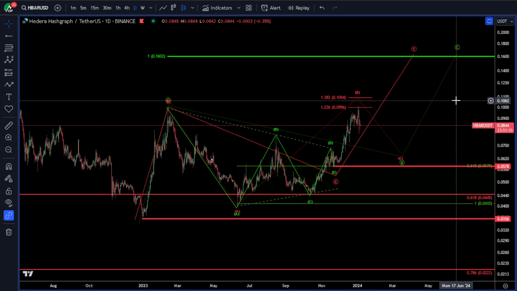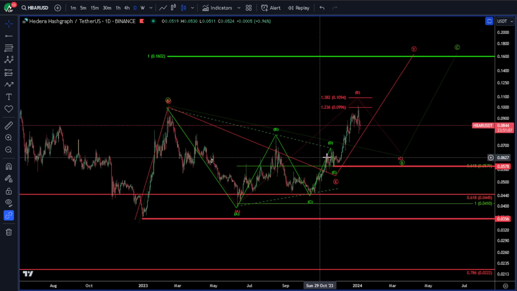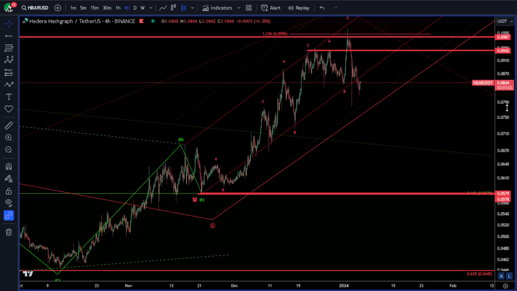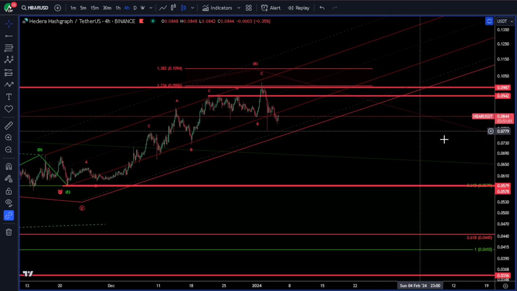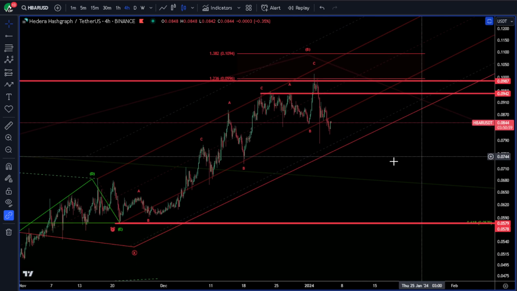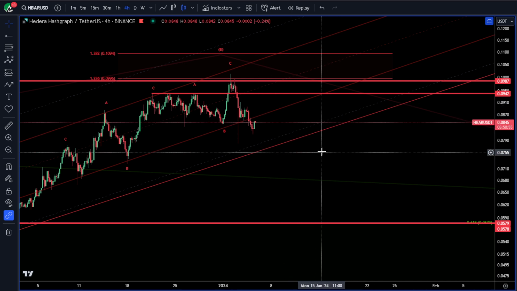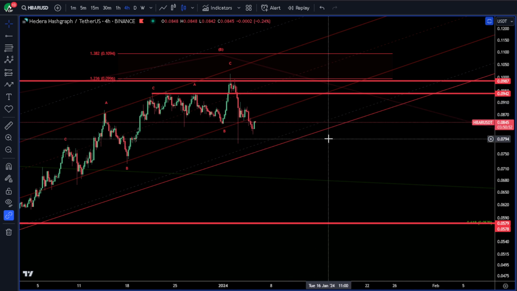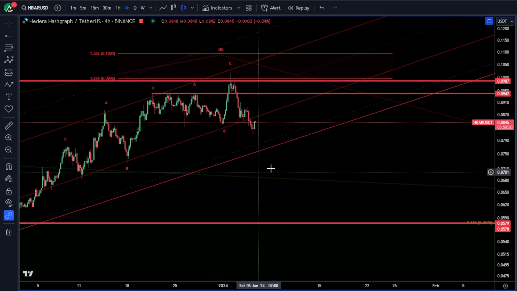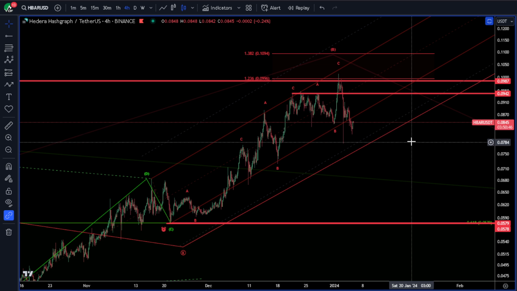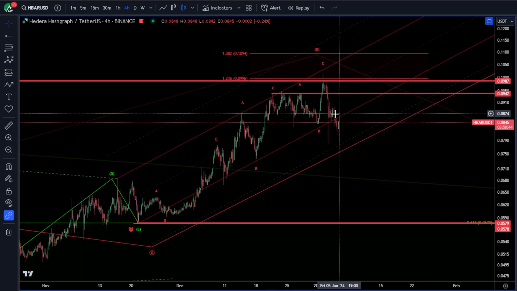So I wish I had better news here on HBAR, but unless we get some trend breaks to the upside, it's looking very, very weak. And this is just in the short term. Again, I showed you earlier, there are many bullish patterns, just not right now. And I need a little more waves to be able to get confident in any sort of count.